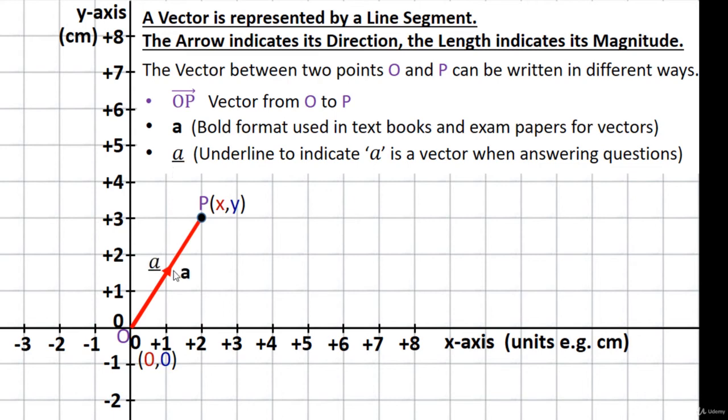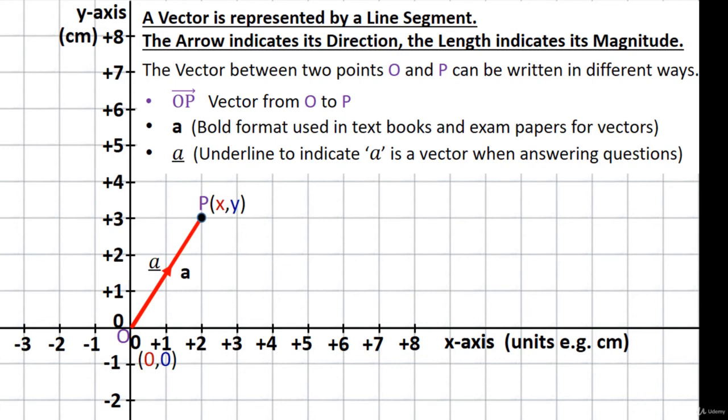I'll show that on the diagram, the bold letter A and A with an underscore. I'll use both formats for a little while and then I'll continue with the letter with an underscore. But you must always remember that all exam papers and test papers will use a letter in bold, but you must answer the questions by using an underscore.